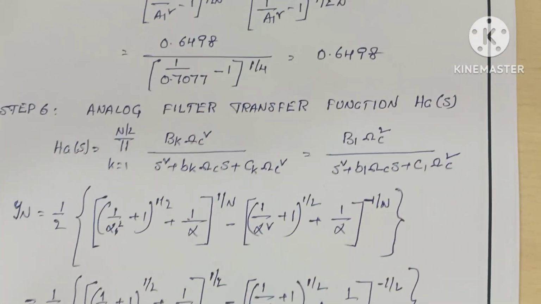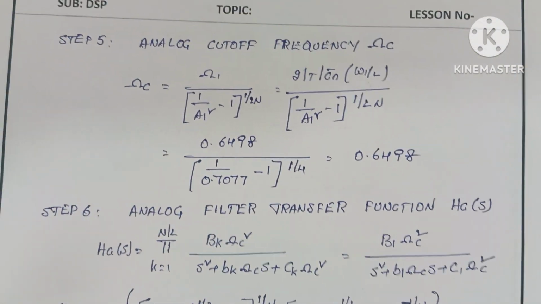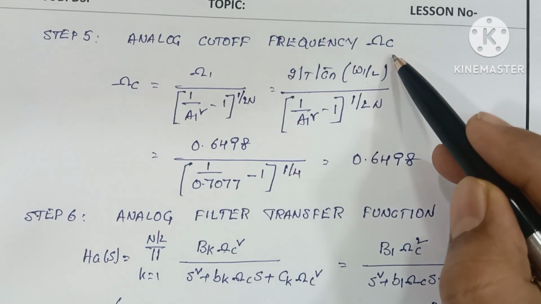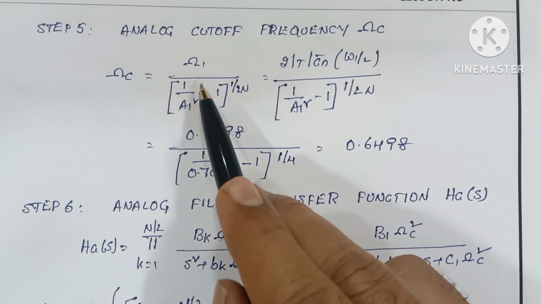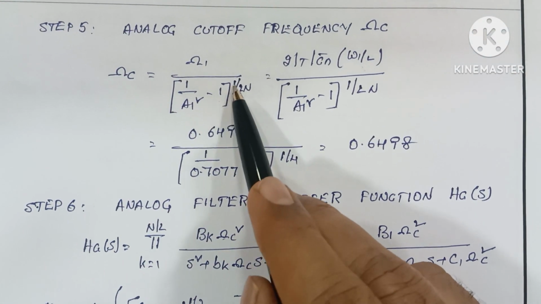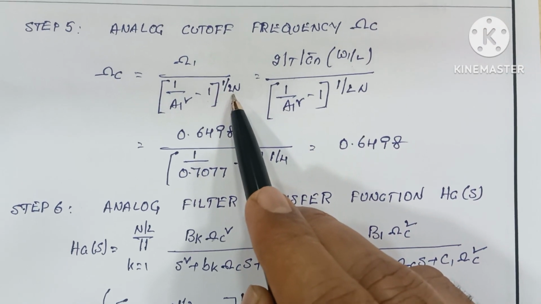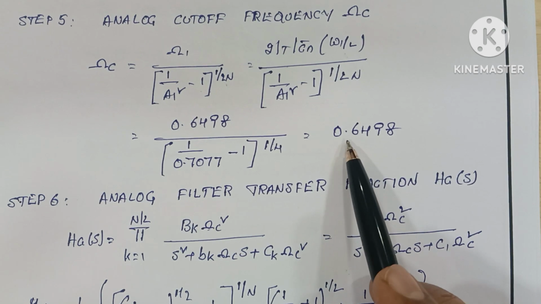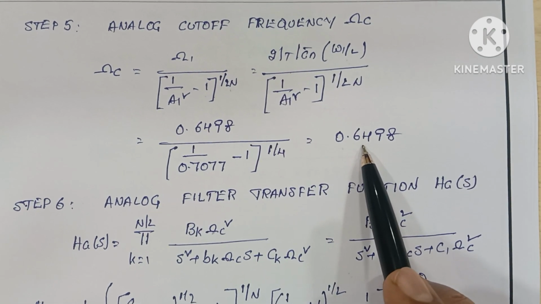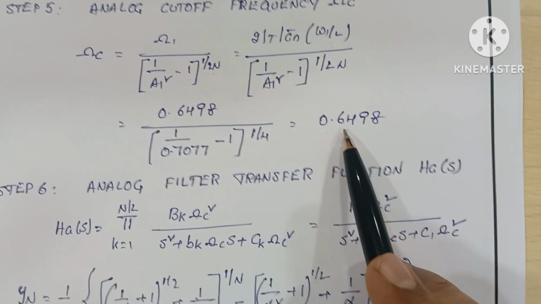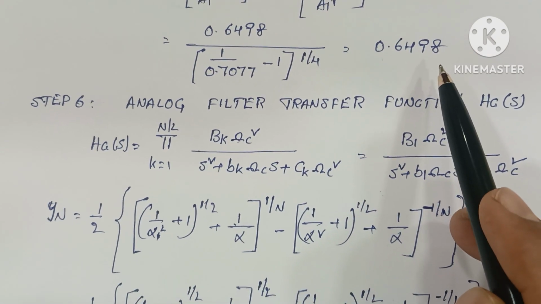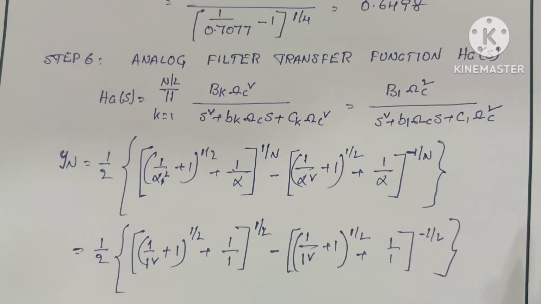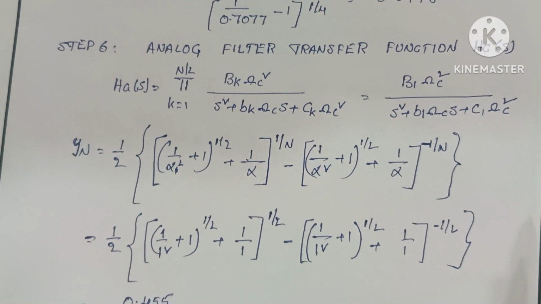Next we'll move on to step number 5. We have to calculate the analog cutoff frequency omega c, and omega c equals omega 1 by (A1 square minus 1) whole power 1 by 2N. After substituting these values we get the analog cutoff frequency omega c, which is equal to 0.6498. Step number 6, we have to calculate the analog filter transfer function HA of S.